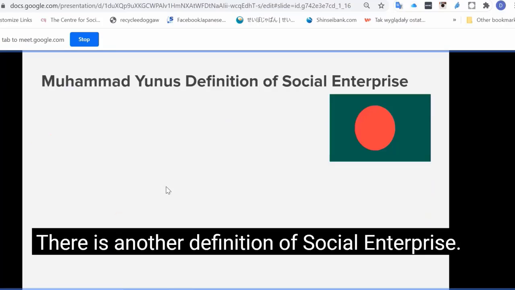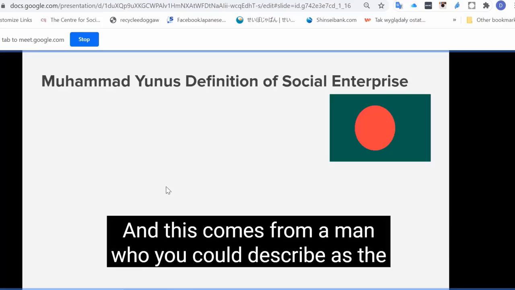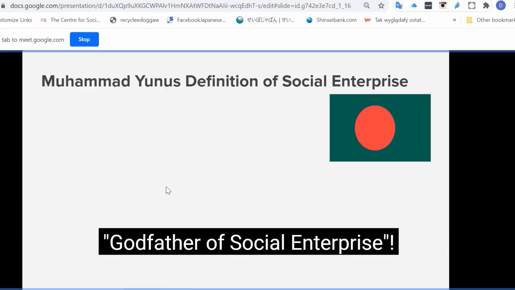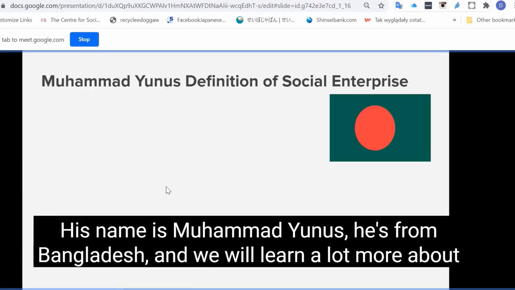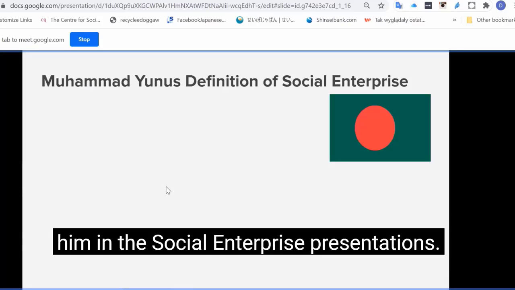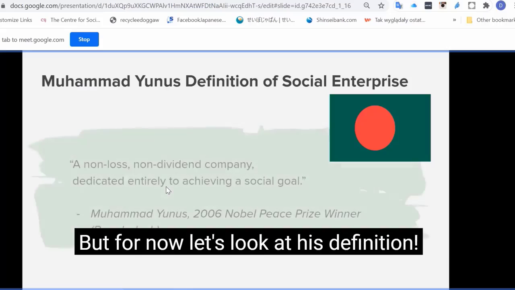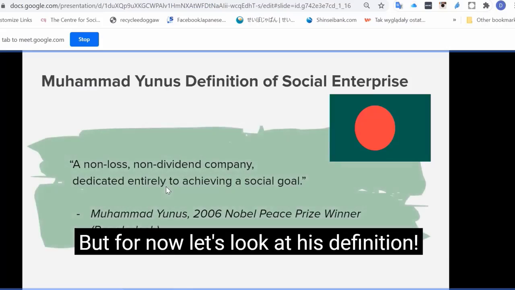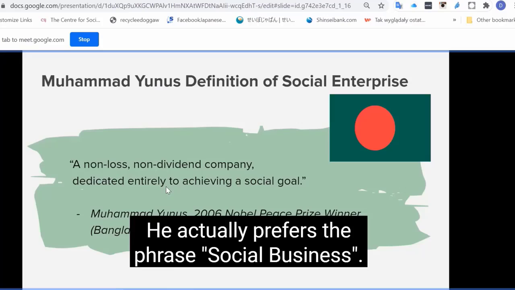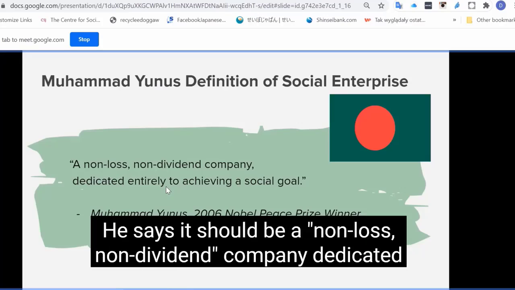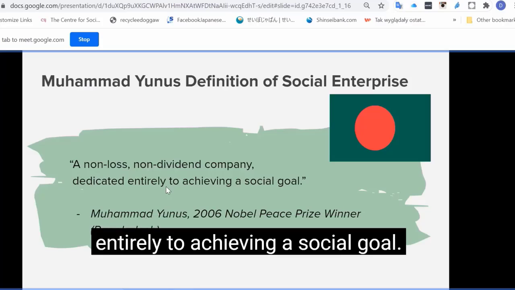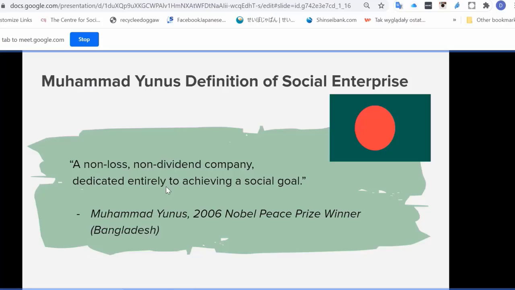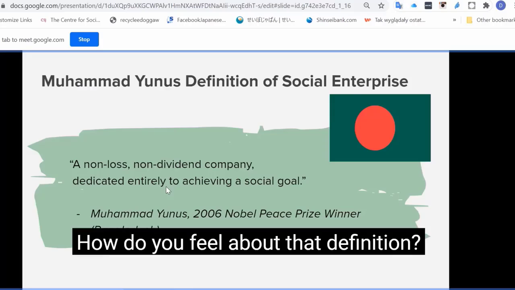There is another definition of social enterprise, and this comes from a man who you could describe as the godfather of social enterprise. His name is Muhammad Yunus. He's from Bangladesh, and we'll learn a lot more about him in the social enterprise presentations. But for now, let's look at his definition. He actually prefers the phrase social business. He says it should be a non-loss, non-dividend company dedicated entirely to achieving a social goal. How do you feel about that definition?